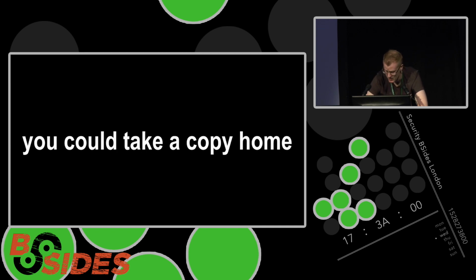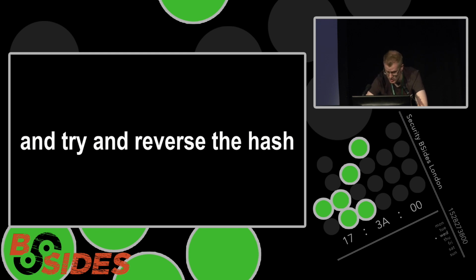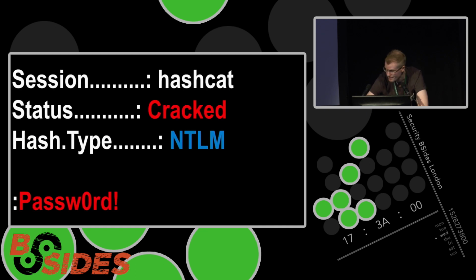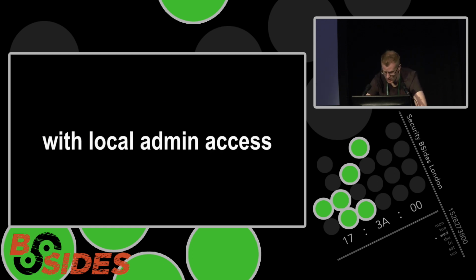So what can you do with them? You can take them home. Again, it's a file. You've now got a copy of that, and you can reverse it. Spend all night, a week, or get yourself a decent graphics card and you do it in minutes. There you go. NTLM hash is very, very easy to reverse. Super strong password again. So with local admin access, what can you do?